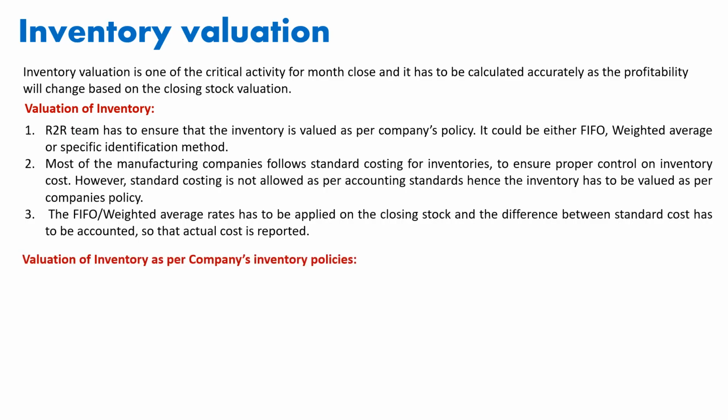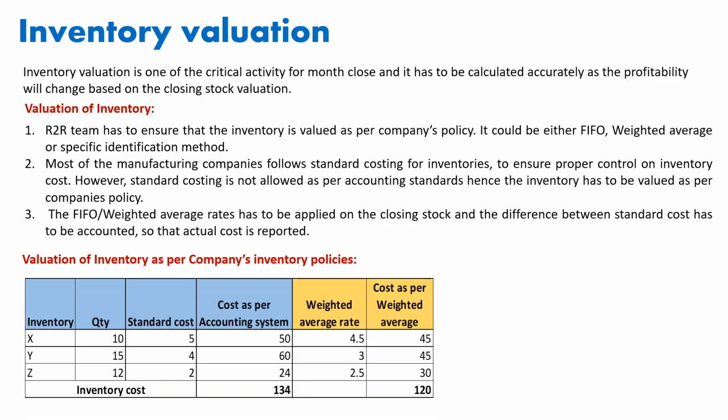Now, valuation of inventory as per the company's inventory policy. Let's take an example here. You can see here inventory X, Y, Z. Quantity: you have 10 in case of X, 15 in case of Y, 12 in case of Z. And the standard cost maintained in the accounting software is 5, 4, 2 for X, Y, and Z. Cost as per the accounting system is 50, 60, 24, that is quantity multiplied with standard cost. Now, the inventory cost as per the books is 134, but you can't report that because standard cost is not allowed as per the accounting standard.